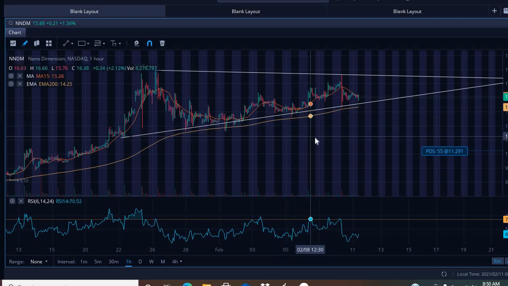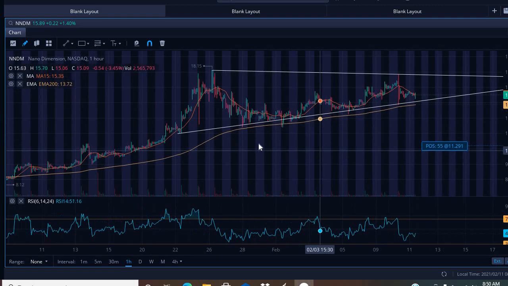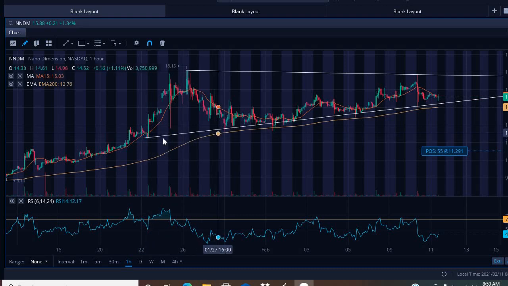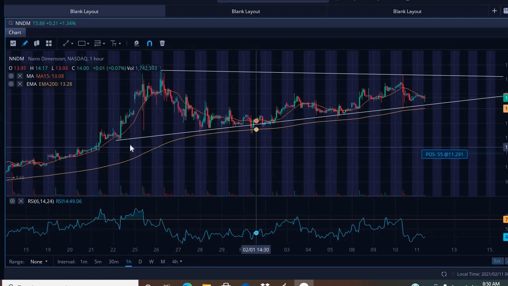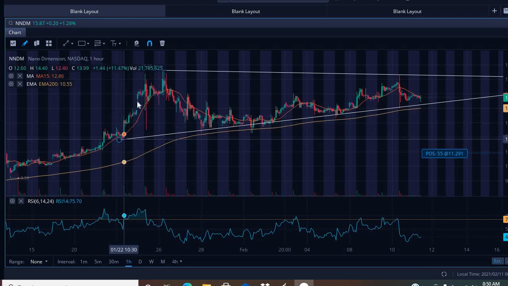Basic introductory technical analysis for beginners. Starting off with Nano Dimension, the first important concept that I want everyone to grasp is how to actually draw the support and resistance lines. Support lines are just the lines and the areas where price action will typically bounce off.